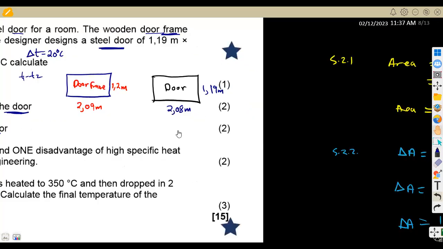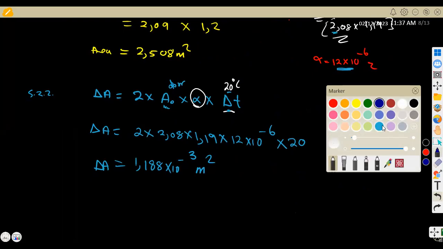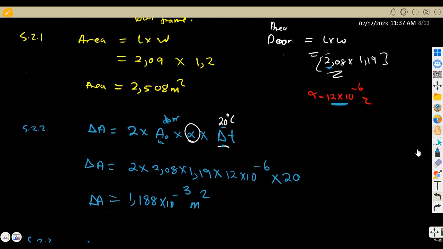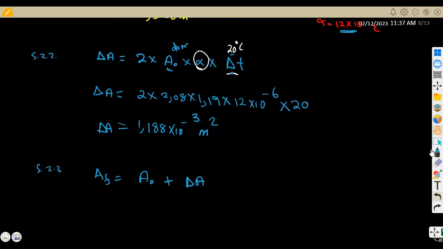So we know that the final area is equivalent to the original area plus the change in area. So that's simply adding the two that we have. That's 5.23. Our original area, we had this part, which was 2.08 times 1.19. I'm just going to write this, that's our original area there, plus the change in area.